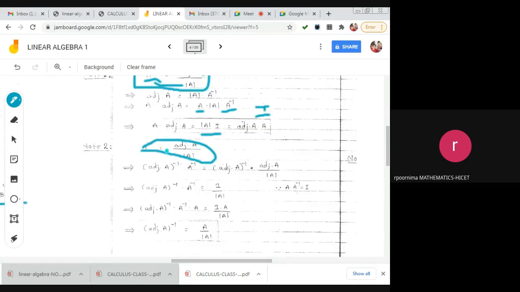Now, if you need another procedure, you can take the inverse. After taking the inverse also, you'll be getting the same result. You should remember A into A inverse equal to I.